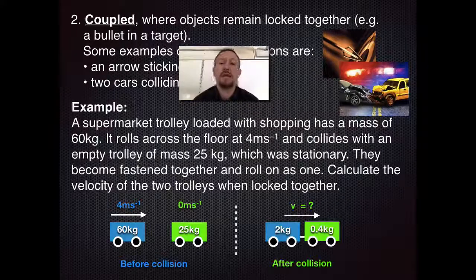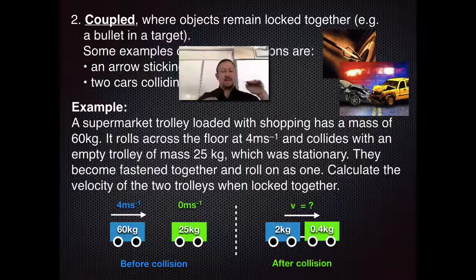So let's look at an example in this situation. What we've got here is a supermarket trolley loaded with shopping that has a mass of 60 kilograms. You can see that in blue. It rolls across the floor at 4 meters per second and collides with an empty trolley of mass 25 kilograms, which is stationary, so its velocity is zero. They become fastened together and roll on as one.